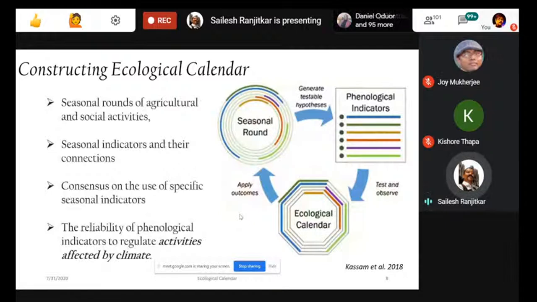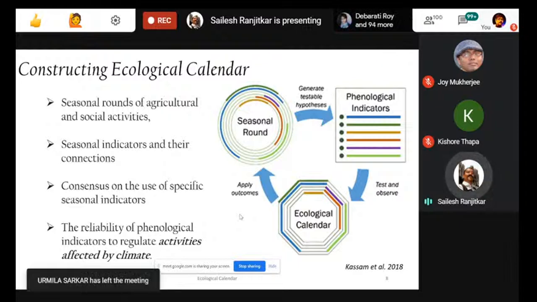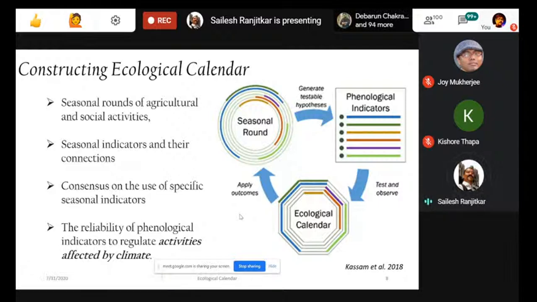So these are the key components. You can see the publication from Kasham et al., 2018. He's an American professor and leader of this ecological calendar project in our consortium. Anyway, the construction of an ecological calendar requires a seasonal round of agriculture and social activity.